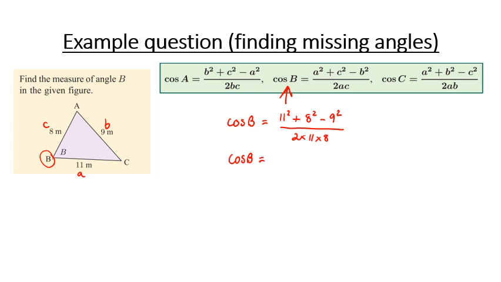Cosine B is equal to, we'll just work all that out in our calculator, 11 squared plus 8 squared, take 9 squared, all over 2 times 11 times 8. So that's going to be 0.59. We now do second function, so B is equal to cosine second function 0.59. B is going to equal 53.78 degrees.